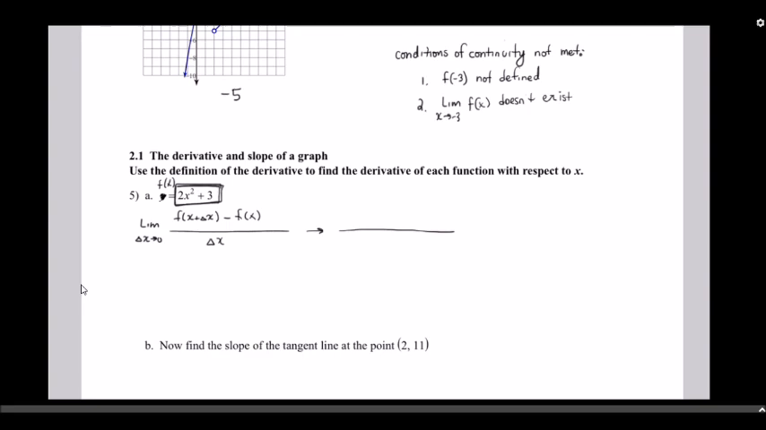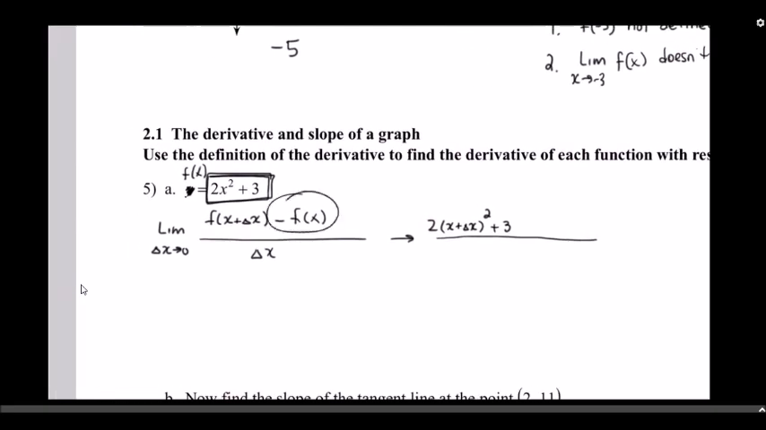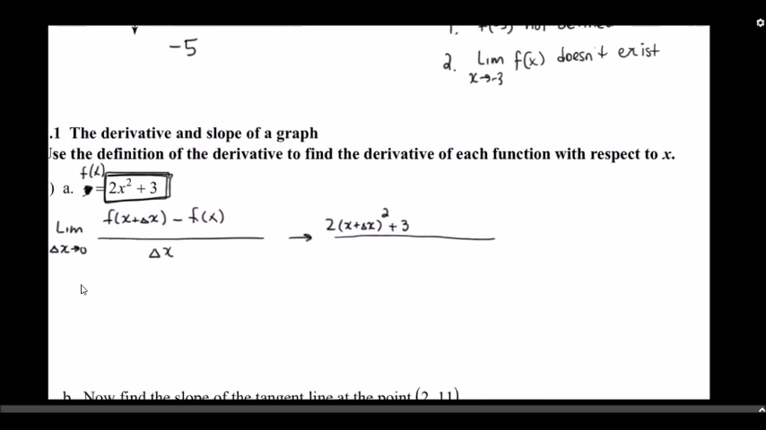I'm not going to write in the limit part of it right now. I'm just going to focus on simplifying this rational expression. So 2x squared plus 3 is going to be 2 parenthesis squared plus 3. And inside that parenthesis, like I said, I'm going to put x plus delta x. So this expression right here, that's f of x plus delta x. Now I need to subtract f of x. I'm working on this piece now, subtract f of x. All that means is I need to subtract the original function.